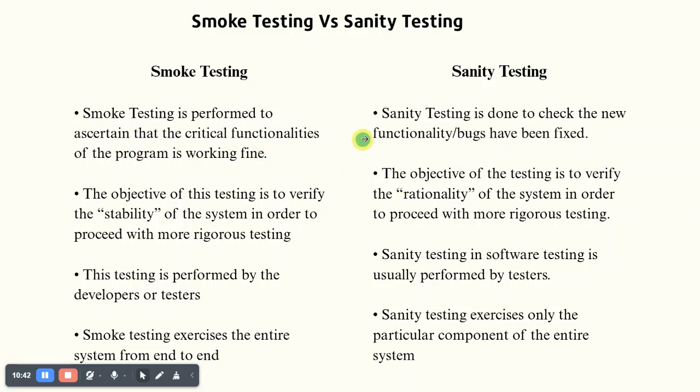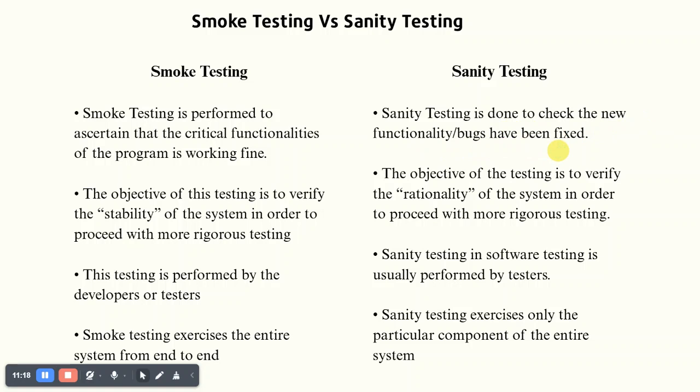So this is the difference between smoke testing and sanity testing. You go through it, and at the time of the interview or at the time of learning, you can refer to it, so you get clarity about what smoke testing and sanity testing are. Smoke testing is performed to ascertain that the critical functionality of the program is working fine. Okay. Then what is sanity testing? Sanity testing is done to check that the new functionality bugs have been fixed.